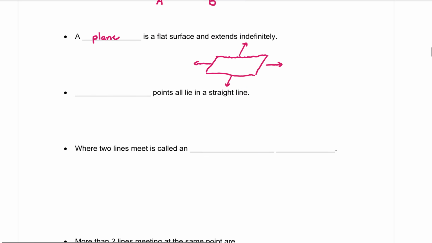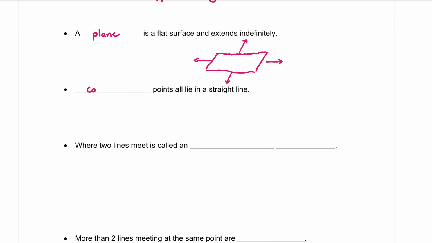Next dot point, collinear. Collinear points all lie in a straight line. So it's more than just 2 points. It could have 3 points or more. So we have our straight line again. We could have A, B, and C all on that same line, which means that they are collinear. Linear meaning straight line.